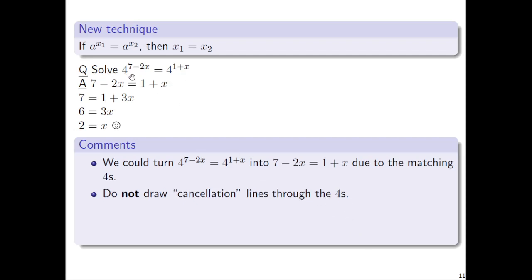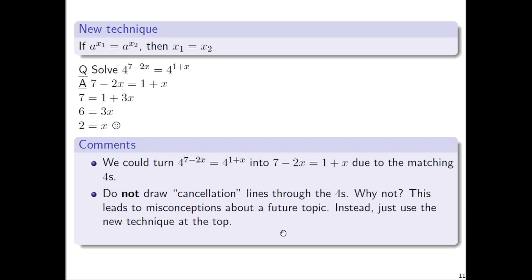I promise you can go from 4 to the 7 minus 2x equals 4 to the 1 plus x, and on the next line down, you can write 7 minus 2x equals 1 plus x without putting any diagonal slashes through the 4's. Just don't do it, right? So why not draw slashes through the 4's? It looks like the 4's are canceling. The reason why not is it leads to a misconception about a future topic.